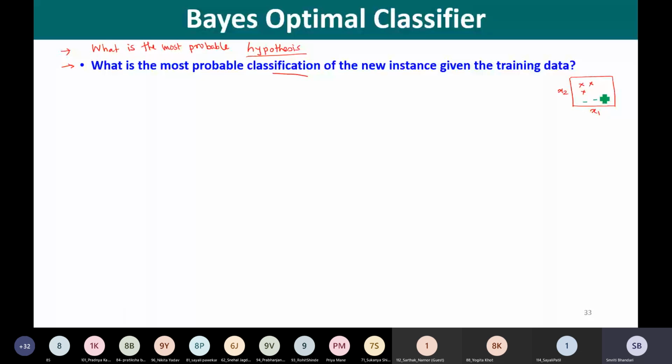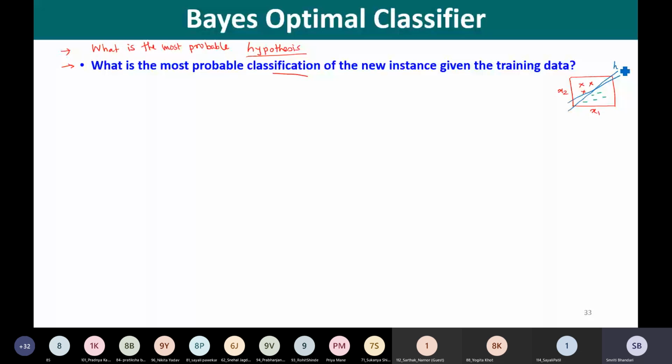And let us assume that these instances belong to two different classes. So, what do we mean by hypothesis? The hypothesis may be a decision boundary like this, or we may have another decision boundary like this, right? So, we have various hypotheses in our hypothesis space. Earlier, what we were trying to find is which is the most probable hypothesis, meaning this is my H1 and this is my H2 and so on.